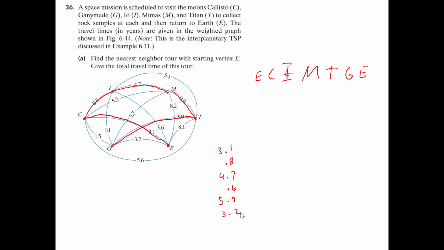And so then we total those up. 3.1 plus 0.8 plus 4.7 plus 0.6 plus 5.9 plus 3.2, 18.3. 18.3 years. And there we go. Started at E, ended at E, and we have our nearest neighbor tour.